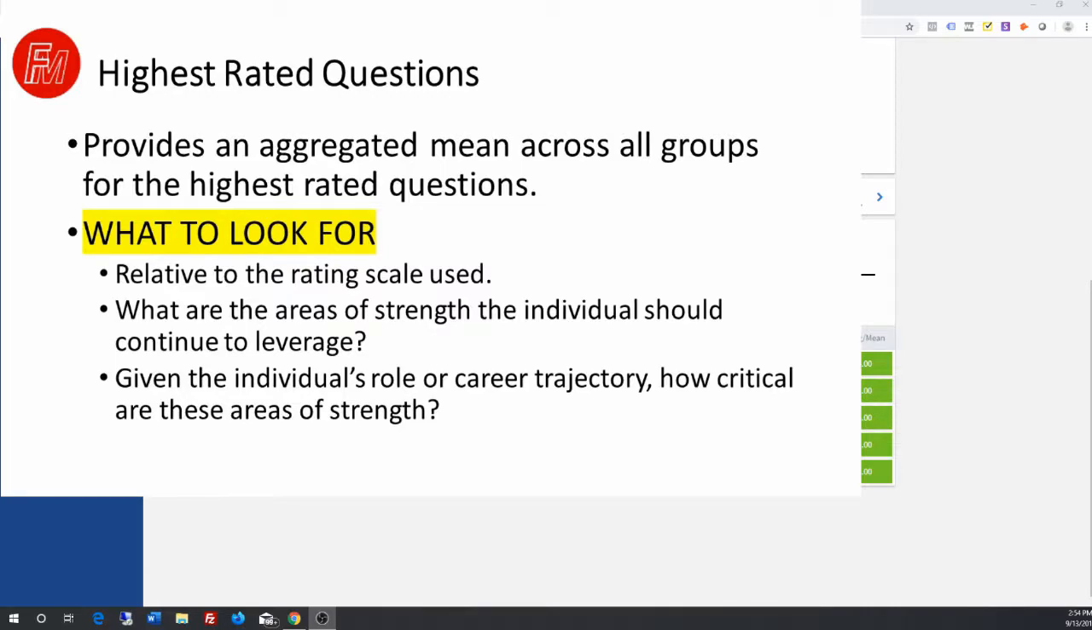You could have a 5-point scale where the highest rated question was a 2.5 or a 2. That's actually not a very high rating relative to the scale. So you have to be aware of how many points were used in the scale, and then proceed accordingly. So what do you want to look for here? What are the areas of strength the individual should continue to leverage?